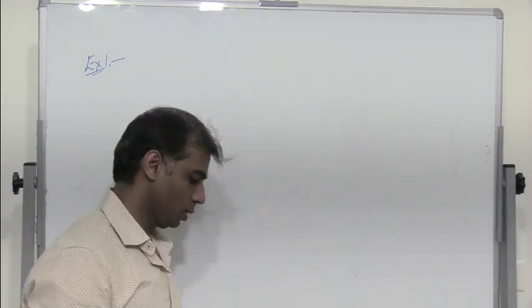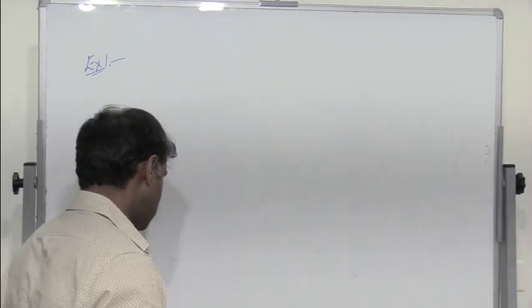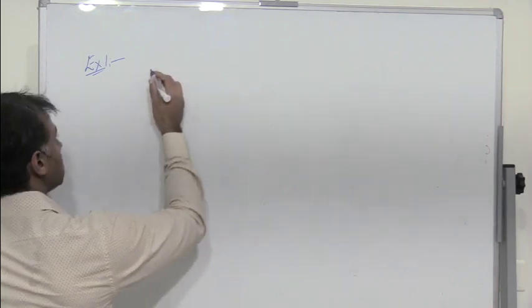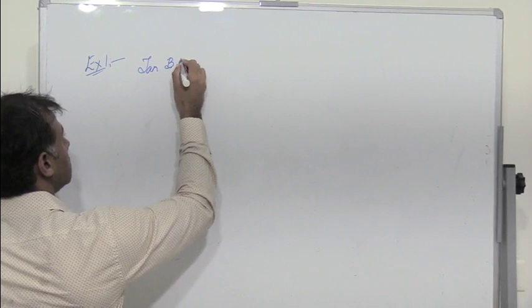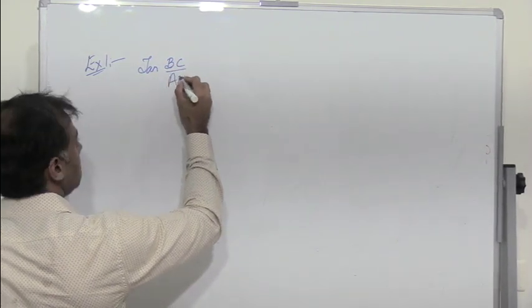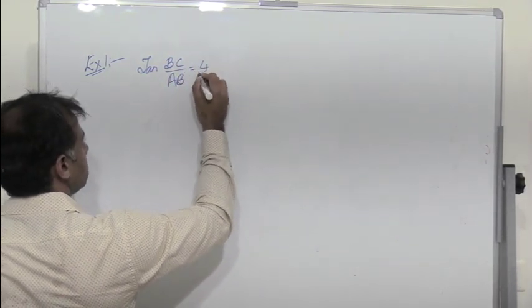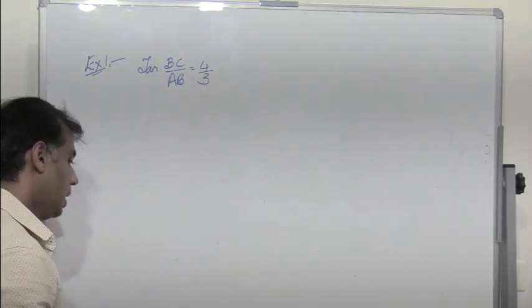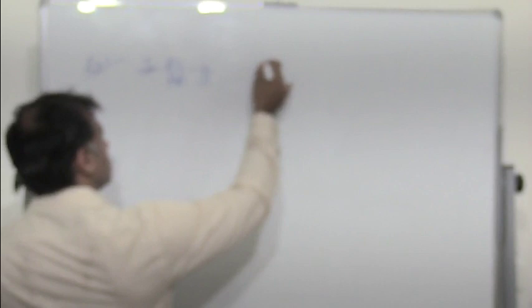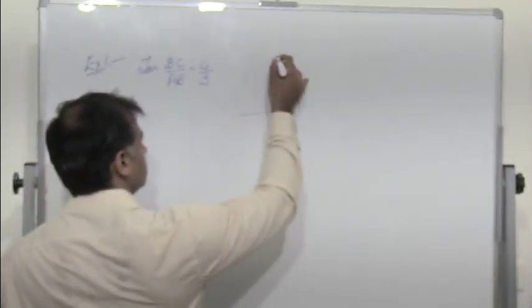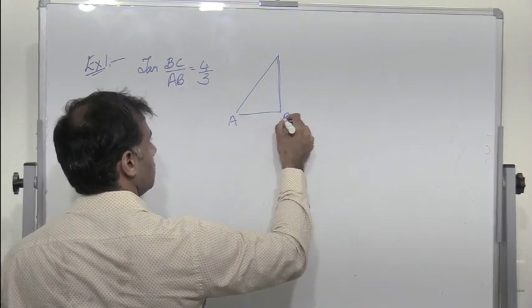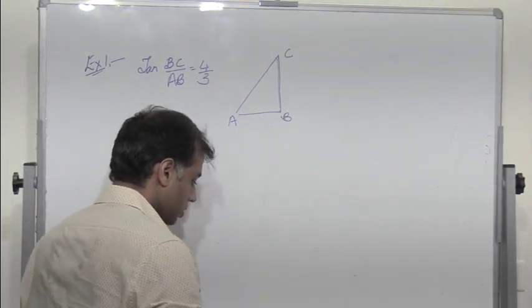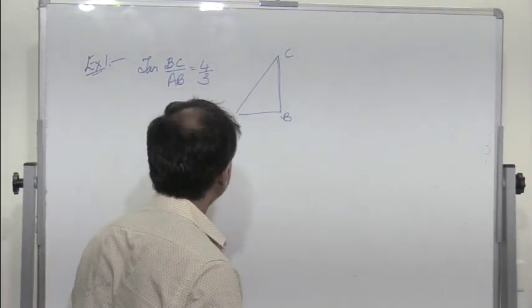So let us see example 1. What does the example state? It states that tan of BC by AB equals 4 by 3, and we need to find the other trigonometric ratios. So I have a right angle triangle A, B and C. So this is the right angle triangle given.